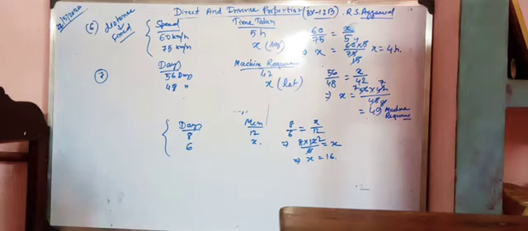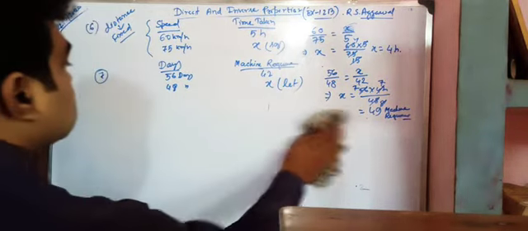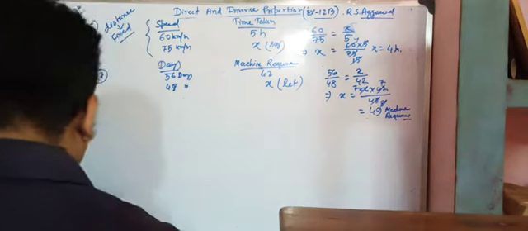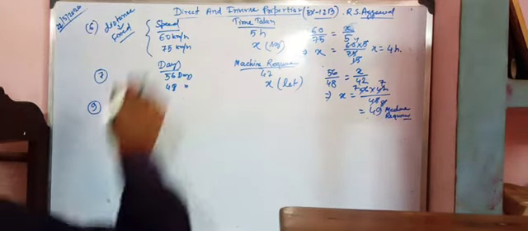Next come to question number 9. 8 taps of the same size can fill a tank in 27 minutes. 2 taps go out of order. How long would the remaining taps take to fill the tank? That's a good question. Question number 9 of exercise 12b, R.S. Agarwal.